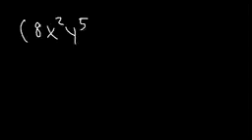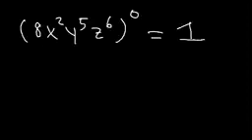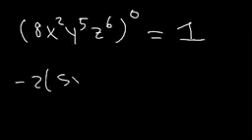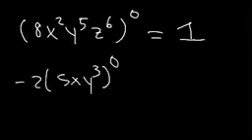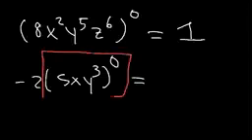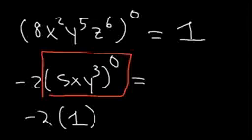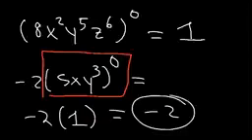Now what if you get a question that looks like this? Let's say it's 8x squared y to the 5th z to the 6th raised to the 0 power. Anything raised to the 0 power is always 1. It doesn't matter what's inside. Now let's say if you have negative 2, 5x y cubed raised to the 0. What's the answer now? So everything inside the parentheses is going to turn into a 1. So only this portion will become a 1. But notice that you have a negative 2 on the outside. Negative 2 times 1 is negative 2. So that's the answer for an expression that looks like that.